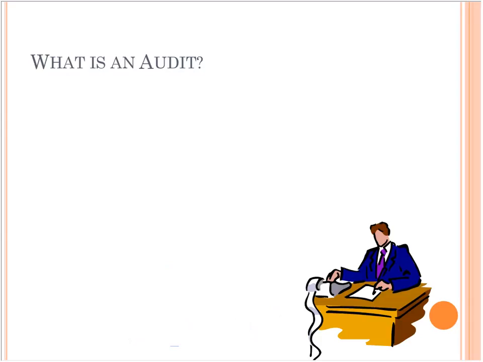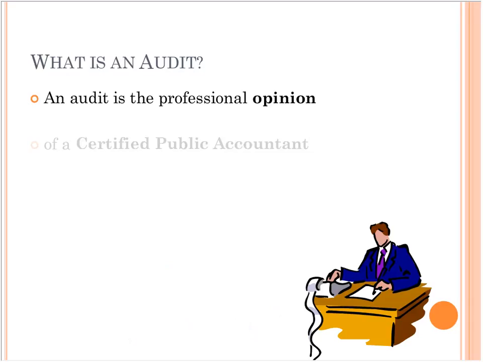So first of all, let's dive right in. What is an audit? An audit is a professional opinion. It is not a fact. Rather, it is a judgment made by a certified public accountant. A certified public accountant, or CPA, is a professional charged with developing this type of opinion on behalf of the public's good.